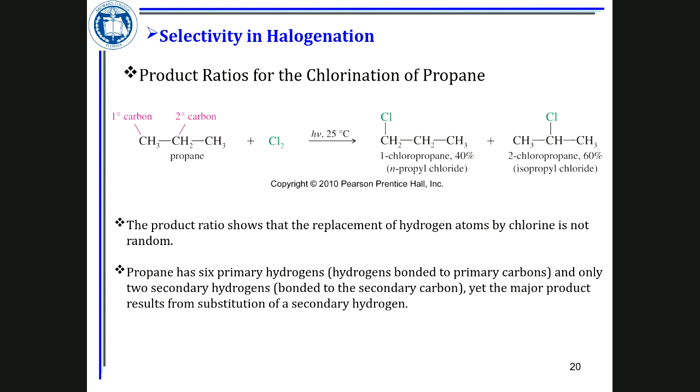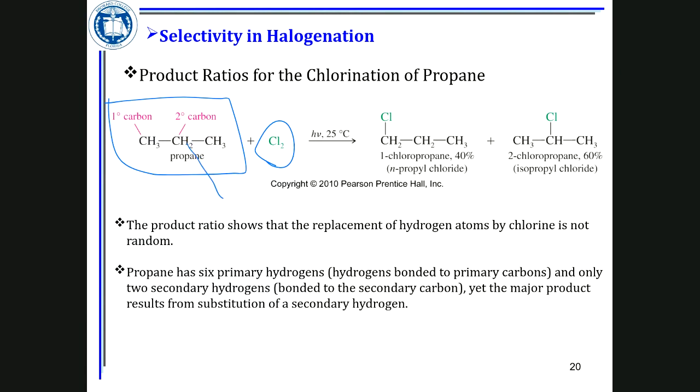The chlorination for propane. In chlorination for propane, when you add chlorine, now chlorine is going to replace one hydrogen from propane, monochlorination. You have a choice of two kinds of hydrogens. You have a primary hydrogen and a secondary hydrogen. What is a primary hydrogen? A primary hydrogen is the hydrogen that is attached to a primary carbon. What is a secondary hydrogen? It is the hydrogen that is attached to a secondary carbon.